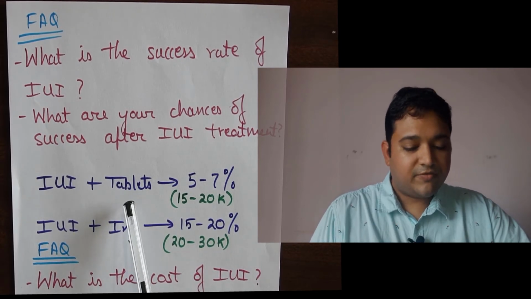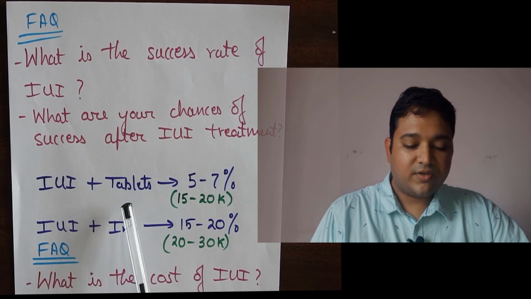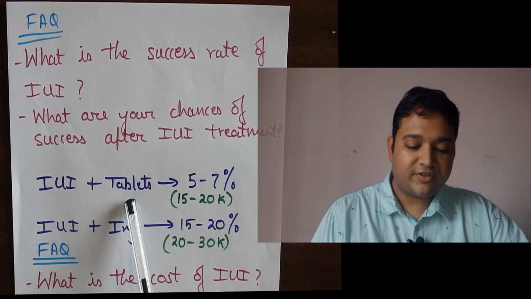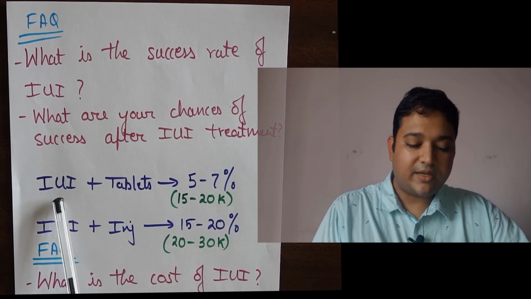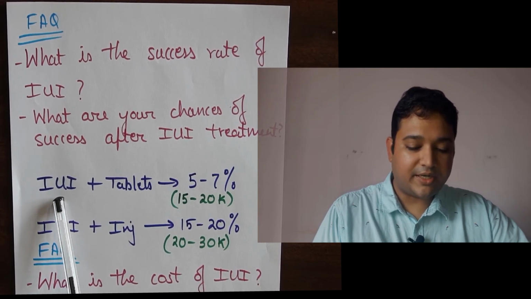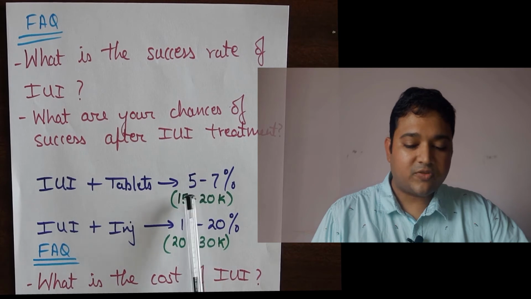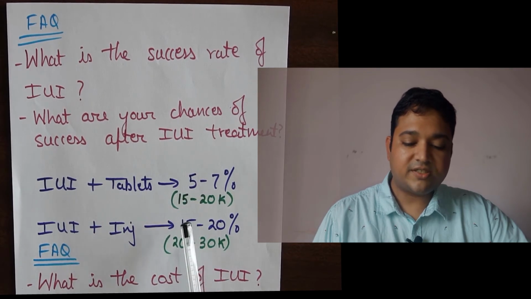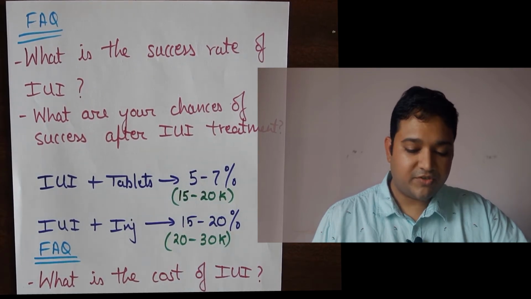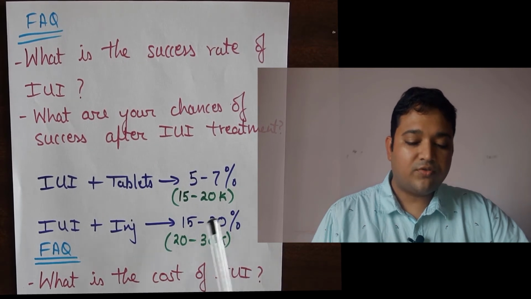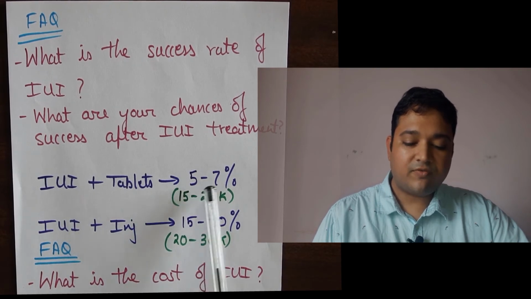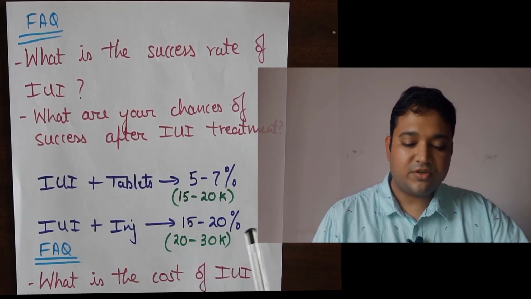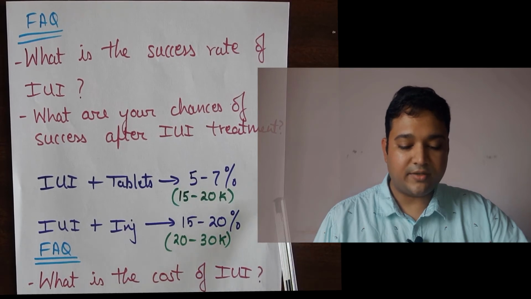So, if tablets are used to grow the wife's eggs like clomiphene citrate or letrozole and the husband's sperms are inseminated using the IUI technique, then we can expect a 5 to 7% success rate in the couple, which means that out of every 100 couples who undergo IUI treatment using tablets, we can expect 5 to 7 of the couples to succeed and achieve a pregnancy.